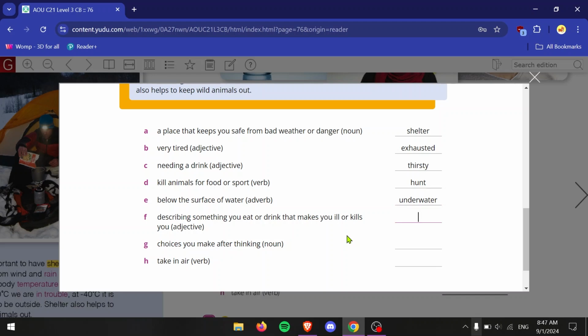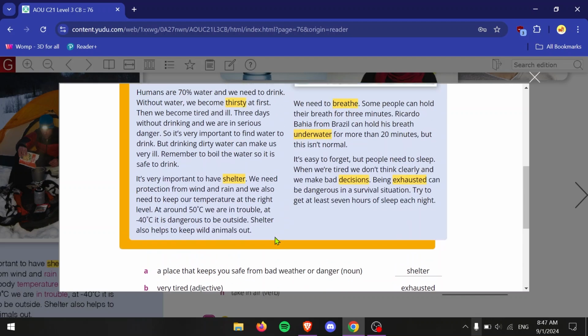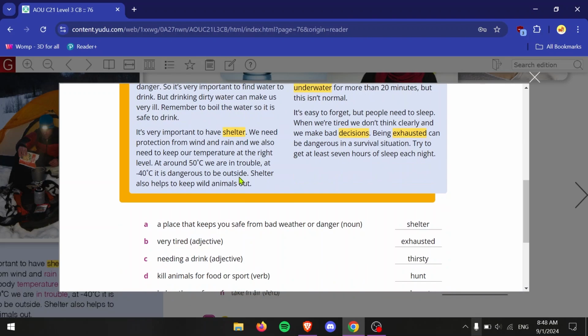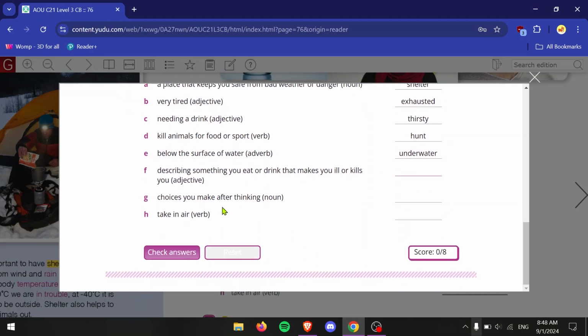Describing something you eat or drink that makes you ill or kills you. If it's something that you eat or drink that could make you seriously ill or even kills you, it is the word, where is it? Right here. We can eat plants, but do we know which ones? Some plants are poisonous. So poisonous means just something that you can eat or drink that could make you ill or kills you.